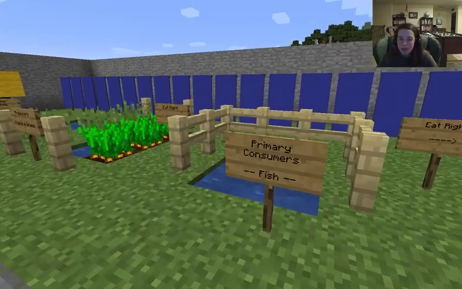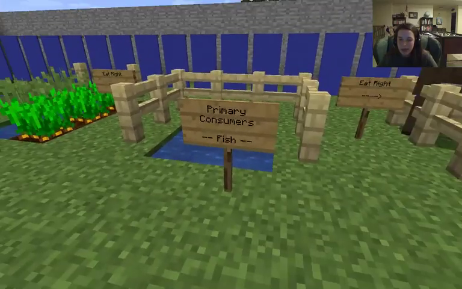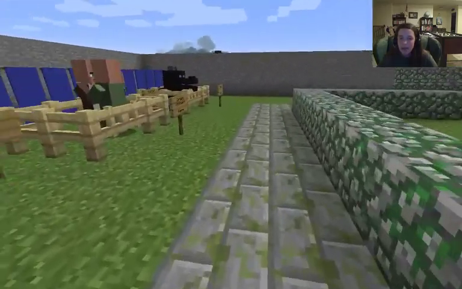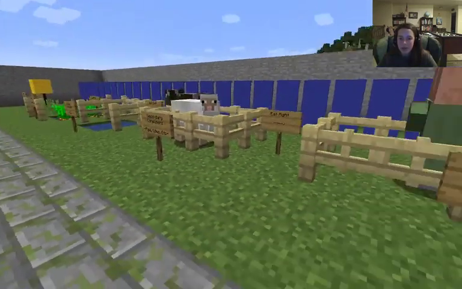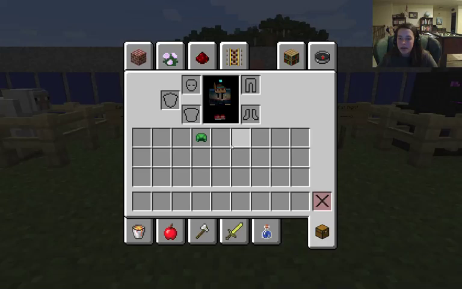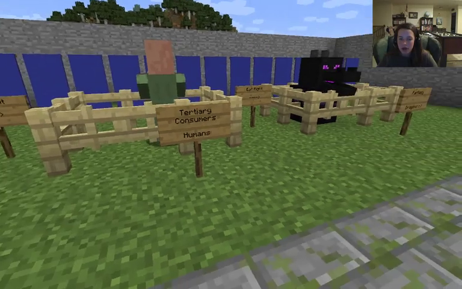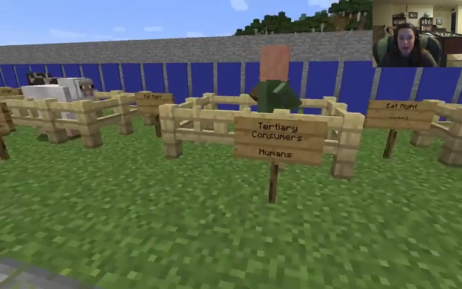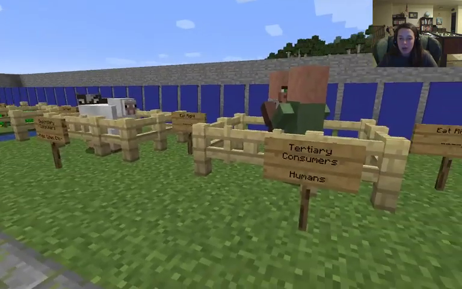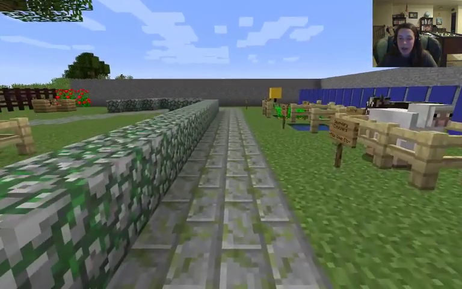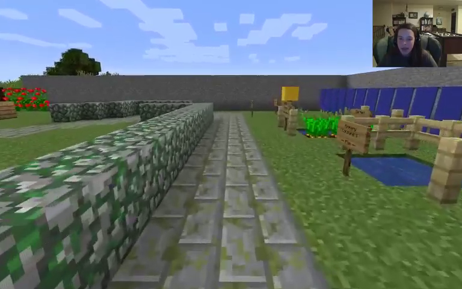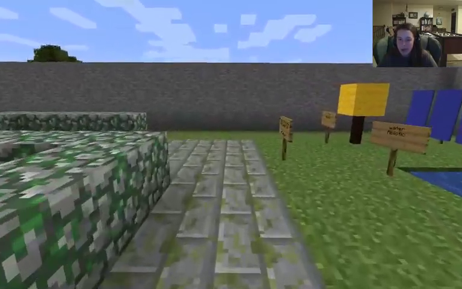Then our primary consumers would have no food to eat, so they would also die. And same would happen for our secondary consumers, no food, so they would die. And then same with our tertiary consumers. Sorry about that. So there would be no food left in the ecosystem without any water because everything biotic, meaning living, needs water to survive.